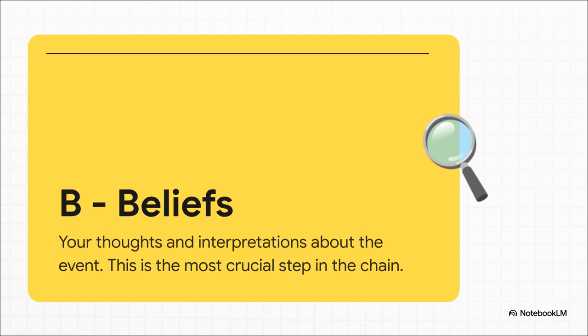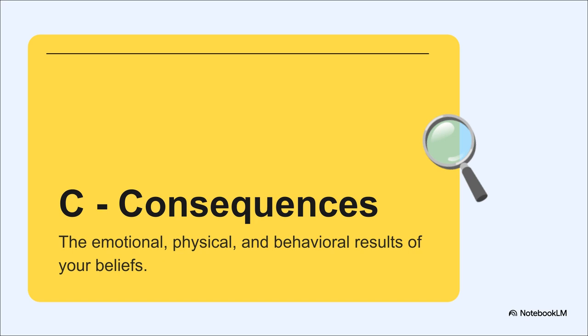Now, B is for beliefs. And listen up, because this is the most important step. This is the story you tell yourself about the A. So your friend cancels plans. Do you immediately think they must be mad at me? Or do you think, I hope they're okay? This is the step where you have all the power. And finally, we get to see the consequences. This is how you feel and what you do because of your belief. And here's the big aha moment. Your feelings don't come directly from the event, the A. They come from your beliefs about the event, the B.